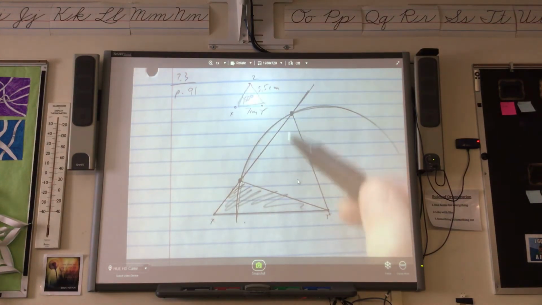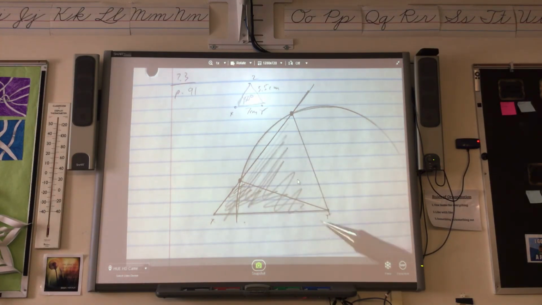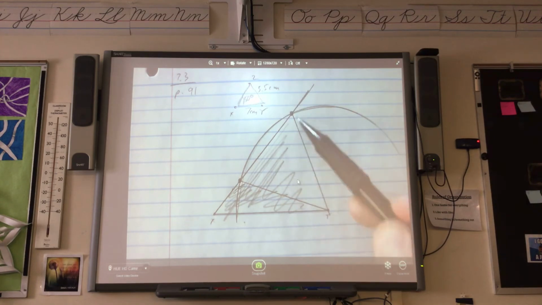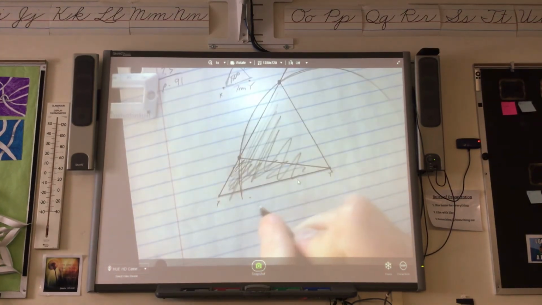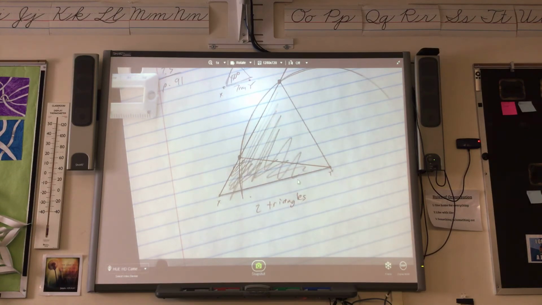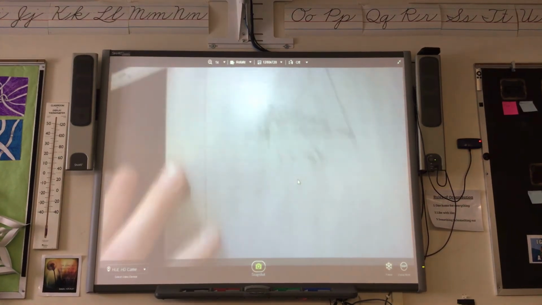And this is another one, this big one right here: 7 centimeters, 5.5, and 50 degree angle. So when it says how many possible triangles, I would say 2 triangles. And then C, that's the final one.